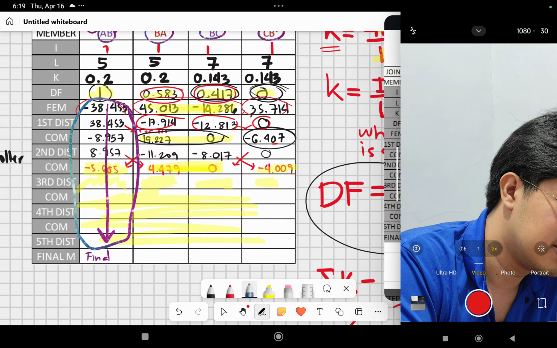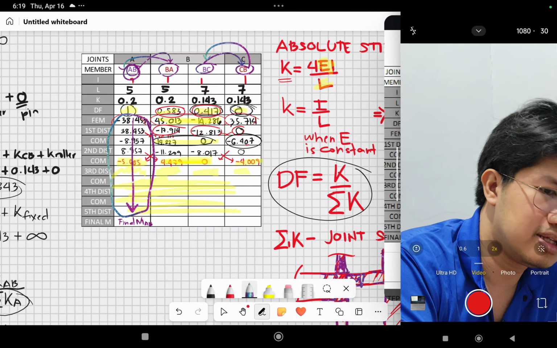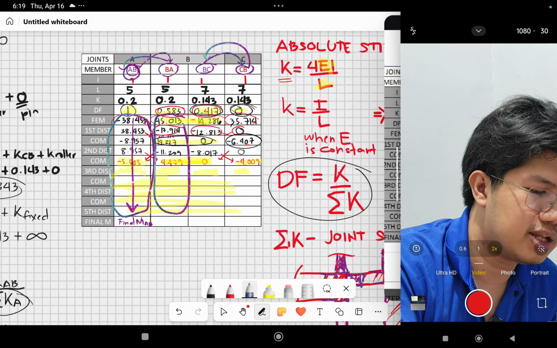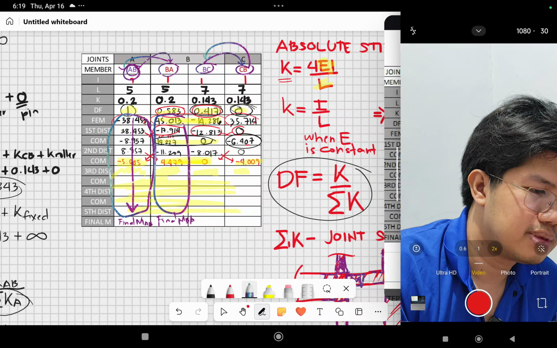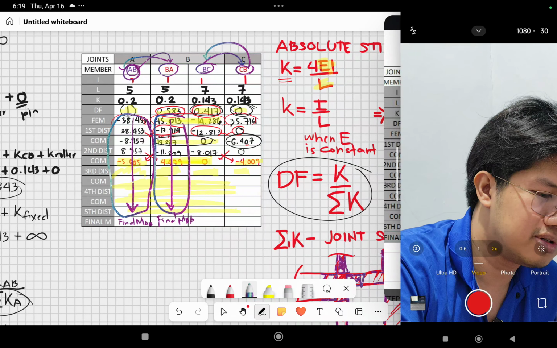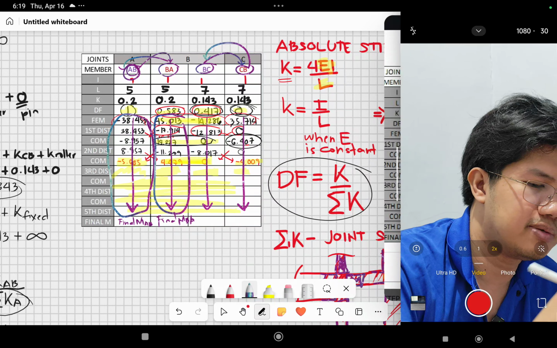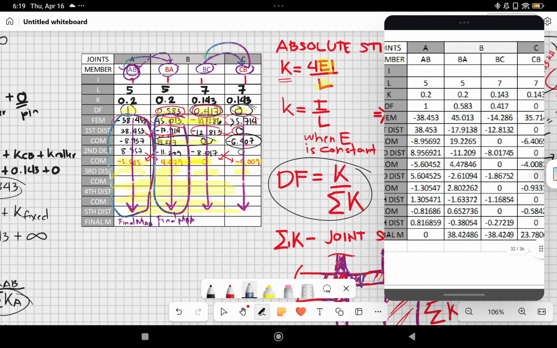Yun yung makuha nating final moment sa M AB. Kasi we are at the member AB. And then, ganun din dito, from FEM hanggang dun sa fifth distribution, ipag-add lang natin. Yun yung final MBA. Okay? Ganun din dito, yun yung final MBC. And then final MCB, which will give us these answers. Okay? As you can see, let me just write na lang yung final moments.